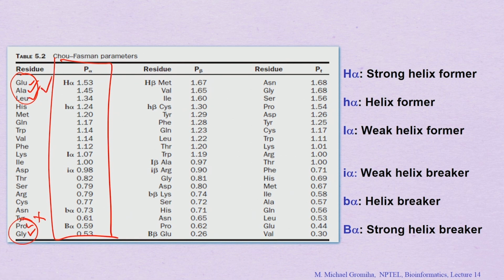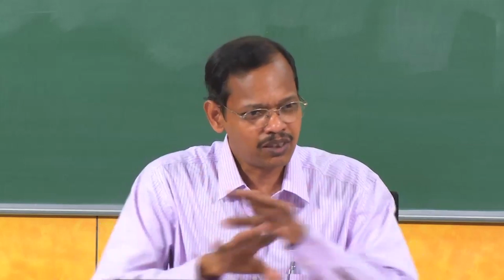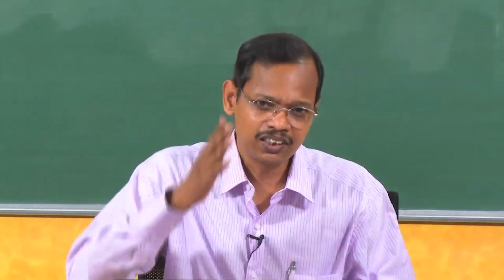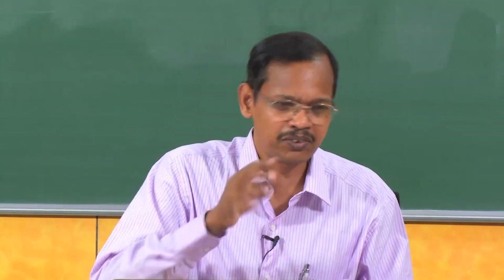Then if you see the values, some of them are very high, such as 1.5, 1.45, and some of them are very low, for example 0.5 or 0.6, and several residues are oscillating around 1. That also depends upon the data set. If you use 100 proteins you can derive the values, or if you use 1000 proteins or 10,000 proteins, although there is no major difference, you can see a similar trend, maybe with some minor changes.